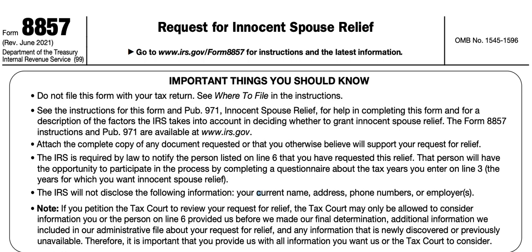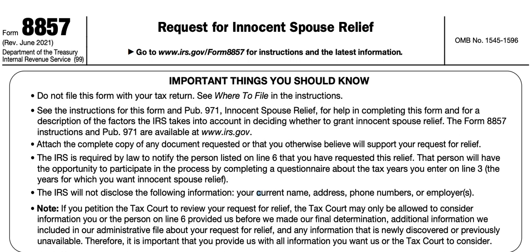You'll also need to attach a complete copy of any requested document or any document that you believe will support your request for relief. The IRS is required by law to notify the person that you list on this form of having requested relief, and that person will have the opportunity to participate in this process by completing their own questionnaire about the tax years that you enter on line 3.